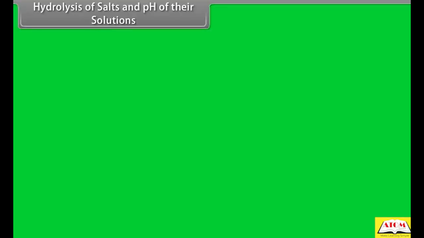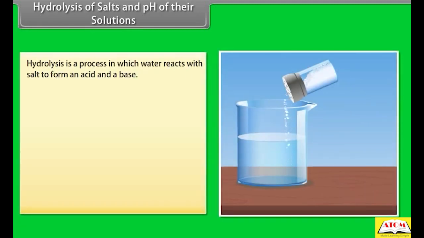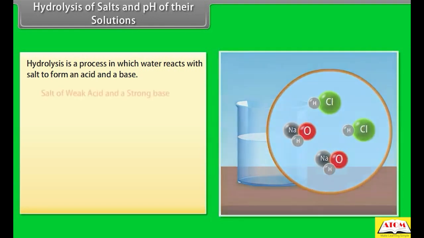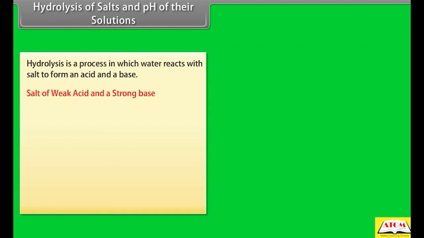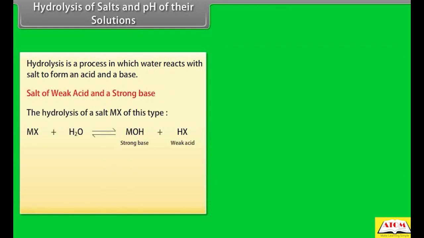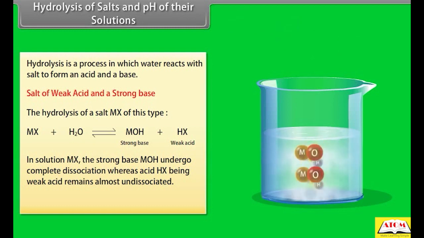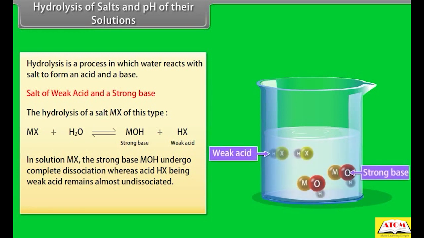Hydrolysis of salts and pH of their solutions. Hydrolysis is a process in which water reacts with a salt to form an acid and a base. Salt of a weak acid and a strong base. Consider the hydrolysis of a salt MX of this type. In solution, the strong base MOH undergoes complete dissociation, whereas the acid HX, being a weak acid, remains almost undissociated. The pH of a solution of this type is more than 7.